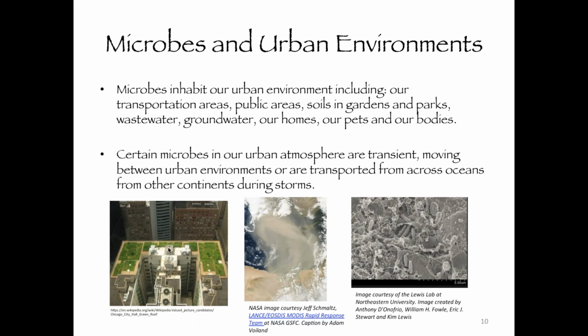Certain microbes in our urban atmosphere, they're transient. They can be transported between urban environments, or they can actually be transported across the oceans from other continents during storms. And you can see that in the middle picture. This is a NASA image that was taken of dust that is traversing the ocean.